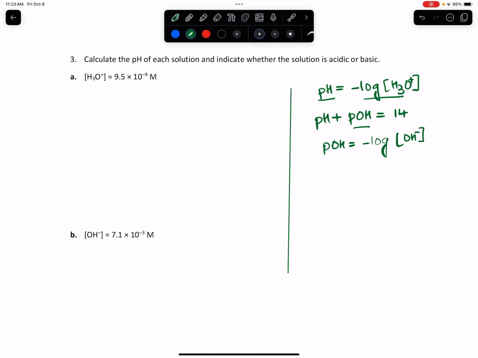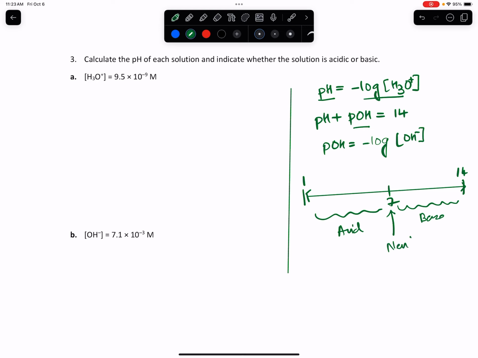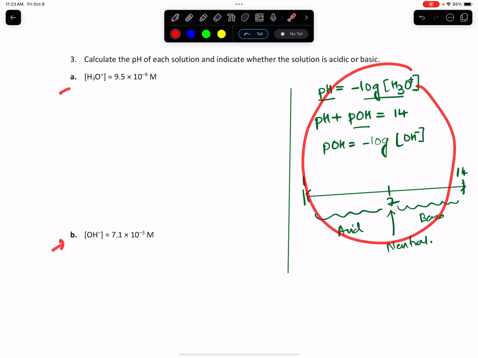The next thing we need to understand is the pH scale. The pH scale essentially goes from 1 through 14, with 7 being in the middle. Anything in this range is an acid. Anything in this range is a base. And if it's 7, then your compound is neutral. Now that we understand that, let's go ahead and apply this to these two problems.